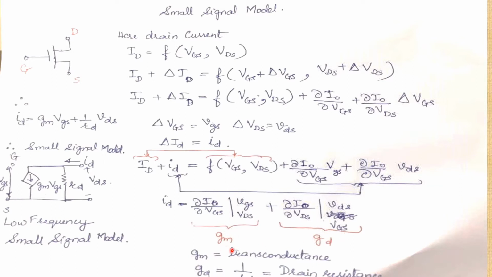So this will give you a value of transconductance, and this particular factor will give you a value of drain resistance RD, which is inversely proportional to drain transconductance. Writing this equation, ID is equal to GM VGS plus 1 upon RD into VDS. Here I have drawn the small signal model based on this equation. The voltage across the input is VGS, and GM VGS is the current source, and VDS upon RD is the current flowing through RD. Output voltage measured across it is VDS.